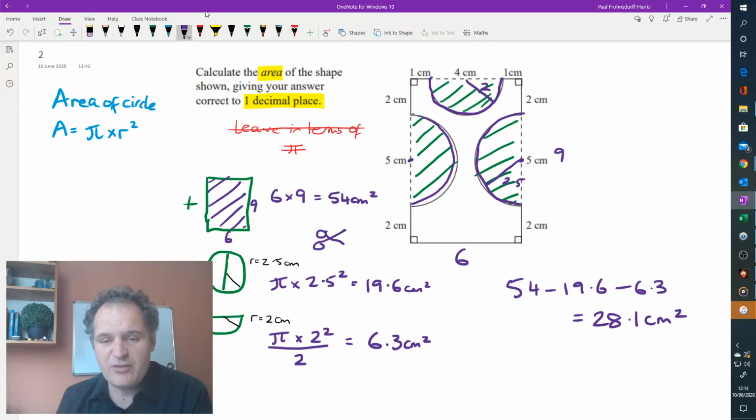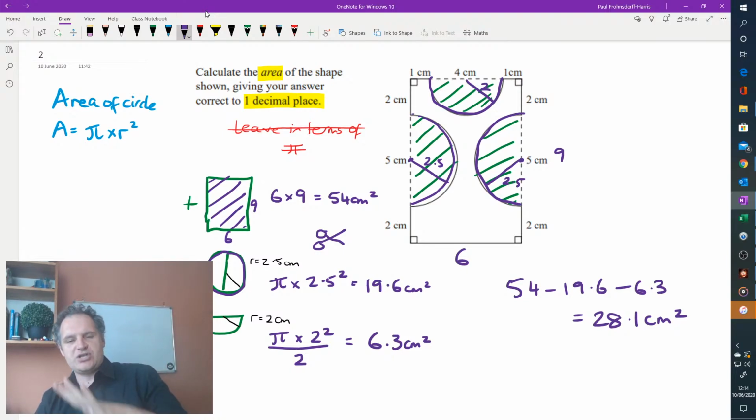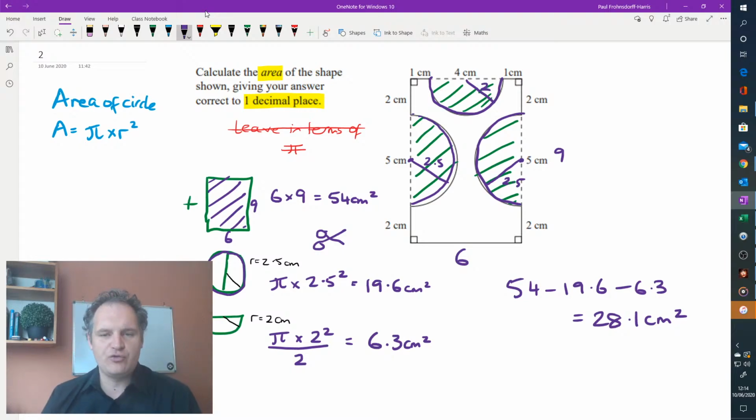And what I did here, rather than doing 3 different bits, I noticed that these circles are the same. So putting these 2 half circles together gave me a full circle, which is why I was allowed to do this one as a whole circle with the 2 halves together. Took it all away, and that's how I got that answer. So again, I'm encouraging you to pause, check your answers, check you can do the same as what I've done, and then move on at your own speed.